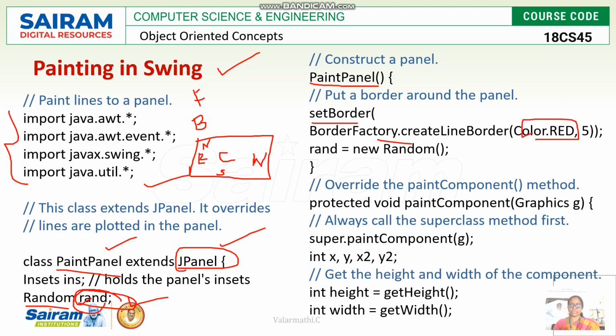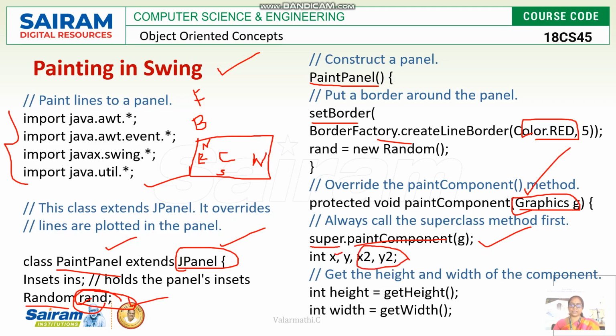Then we are going to paint the exact component using the class called Graphics class. Graphics is one of the classes available in the AWT package. Using the Graphics class we are going to paint that component. So it is invoking the super method, paintComponent of g. Here x, y, x2, y2: x, y are the source points and x2, y2 are the destination point. Likewise you can assume.